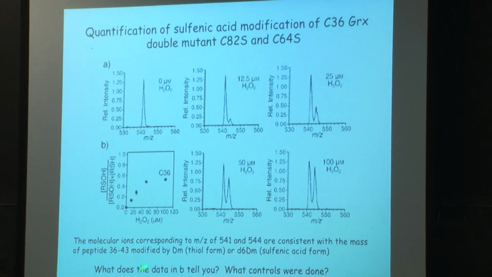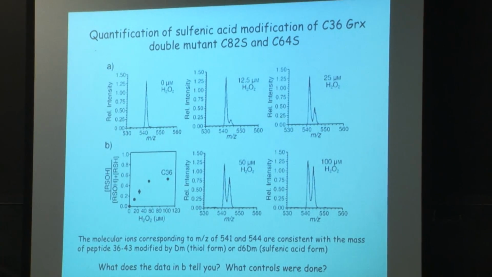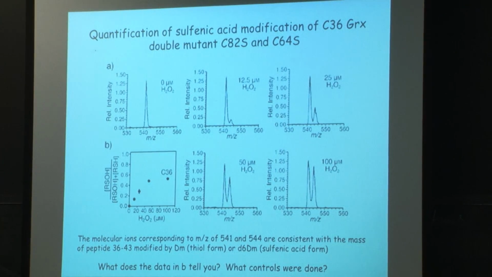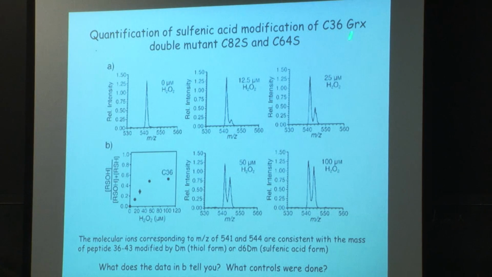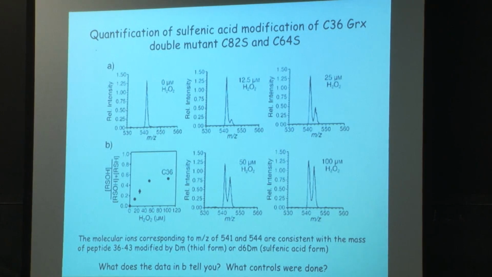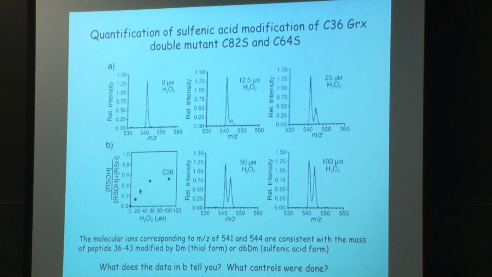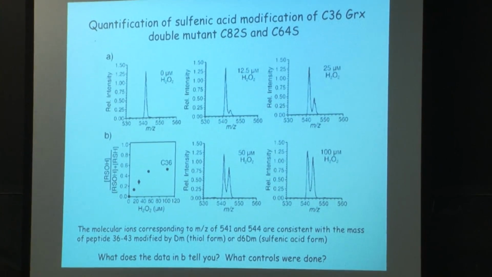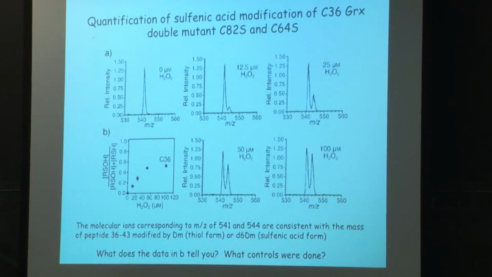And that told them, if you look at the sequence, and the computer can analyze all this, that you were looking at peptide 36 to 43, and we know cysteine 36 is within that peptide. So that didn't tell us that the modification is at that cysteine, but then you could go back in and you could sequence. Yeah.